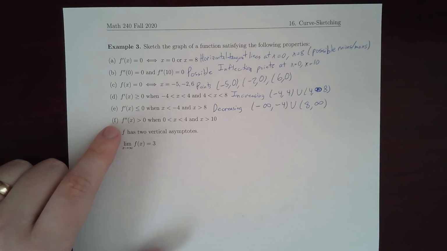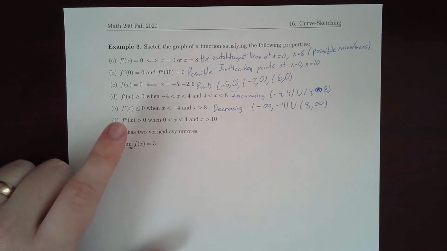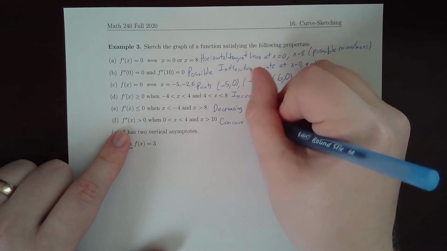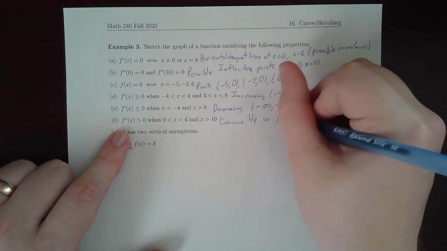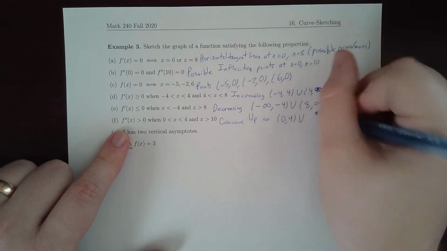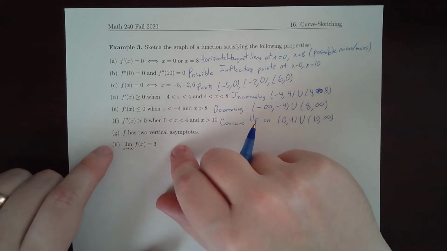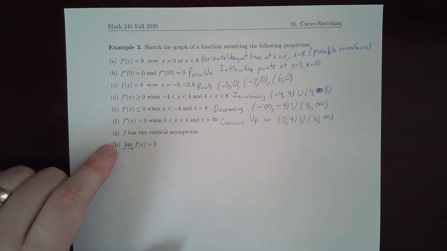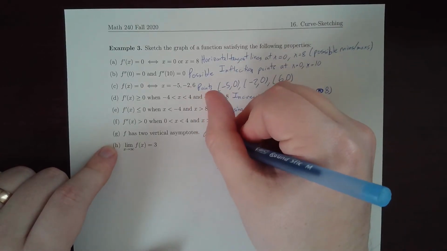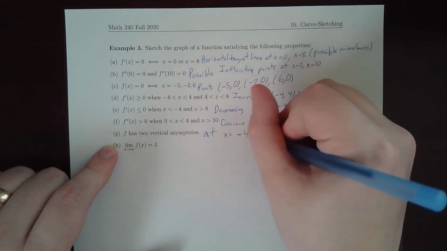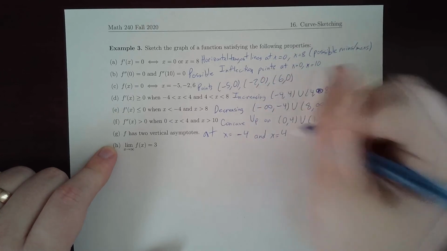We also know that the second derivative is greater than 0 when x is between 0 and 4, and when it's greater than 10. So it's going to be concave up on 0 to 4 and 10 to infinity. It has 2 vertical asymptotes, and these are at x equals -4 and x equals 4.